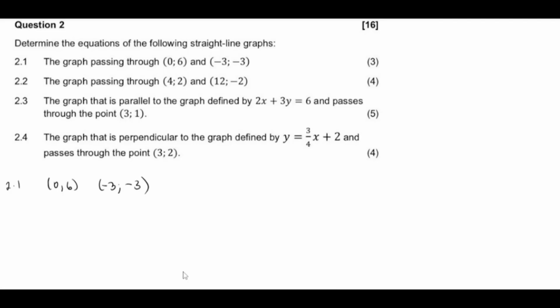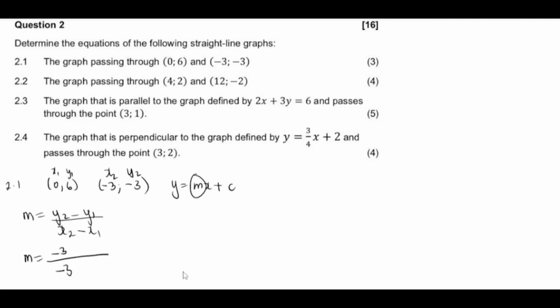The standard equation of a straight line is y is equal to mx plus c. So let's find m. m is equal to y2 minus y1 over x2 minus x1. Let's substitute our points. Let's make the first one x1 and y1, the second one x2 and y2. Let's fill in our y2 and x2. y2 is negative 3, x2 is also negative 3, minus, y1 is 6, and x1 is 0.